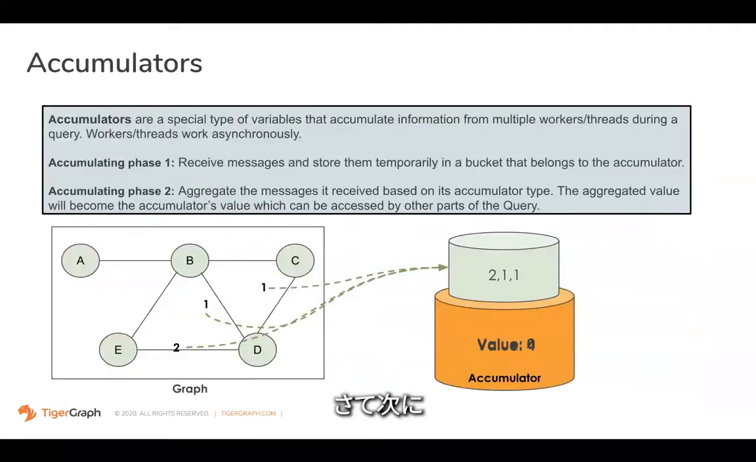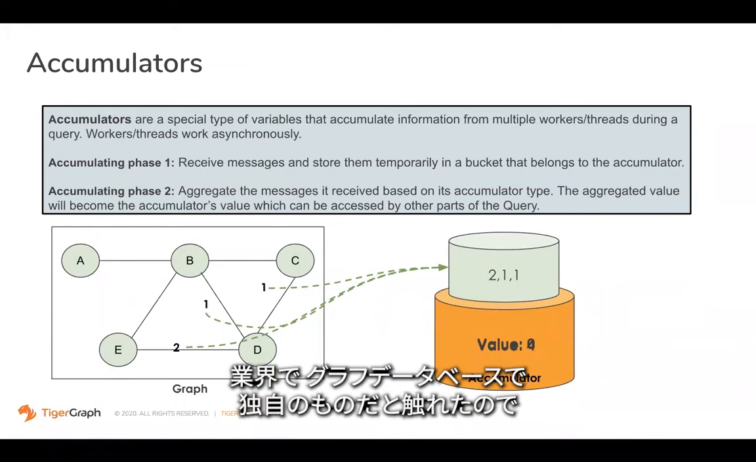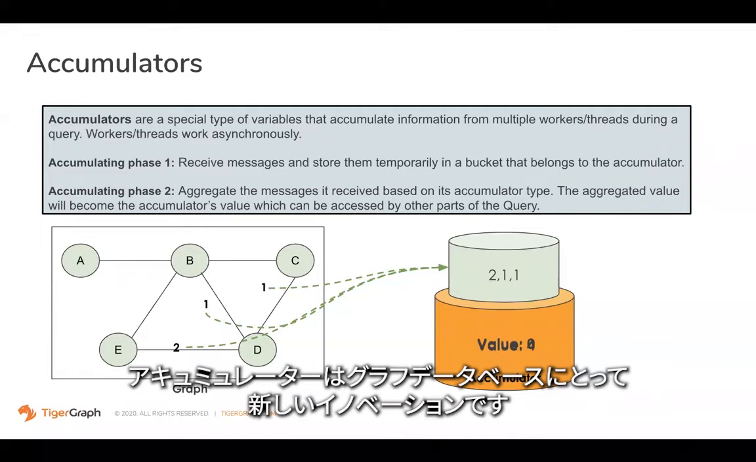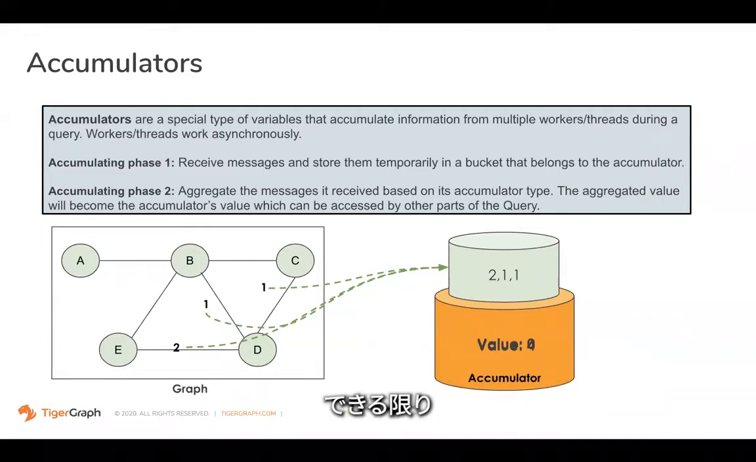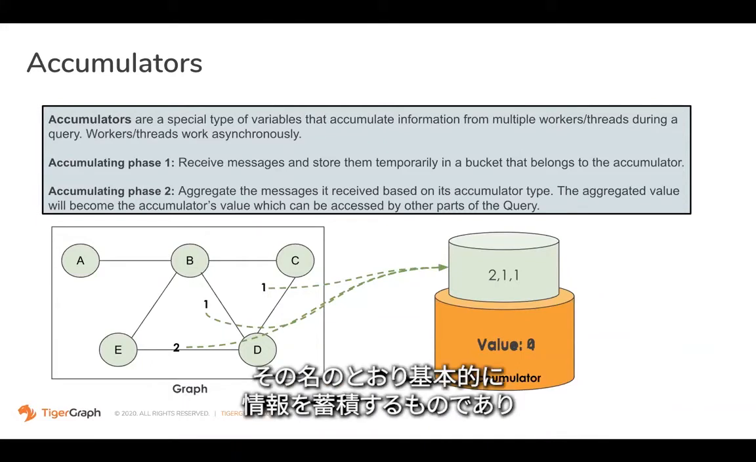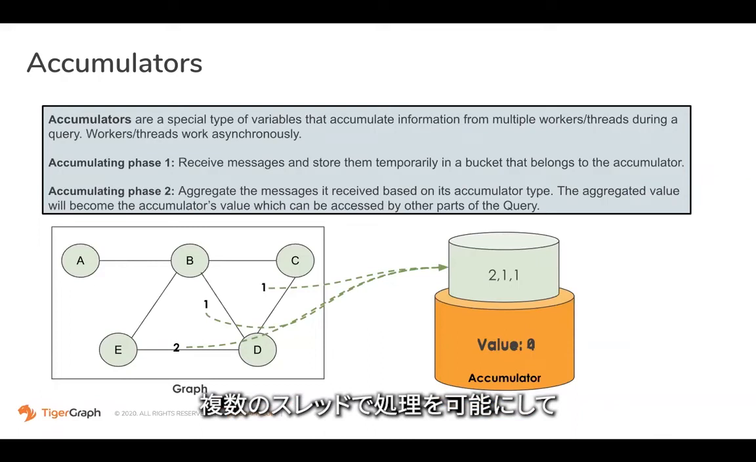Now, I want to spend a couple of minutes on accumulators, because I did mention that they are unique in the industry among graph databases. Accumulators are a new innovation from graph databases. They allow us to enable parallel processing of data as much as possible. As the name suggests, accumulators accumulate information about the graph during traversal, and they enable multi-thread processing as much as possible to speed up your querying.